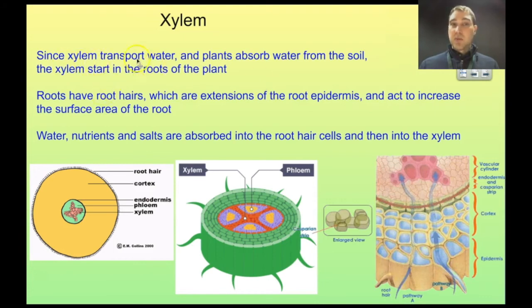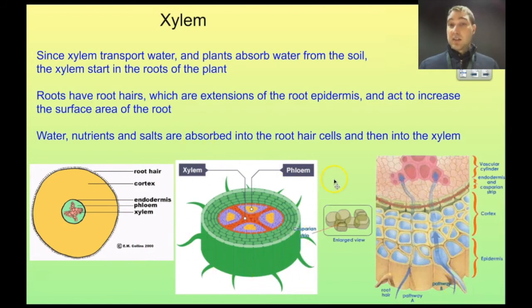The xylem transports water, and the plants absorb that water from the soil, and that happens through the roots. So we're going to focus on the xylem today. If we look at the root structure, we can see roots have these root hairs, all the way around. If we look at this diagram, we can see them as well, and over here we can see them too.